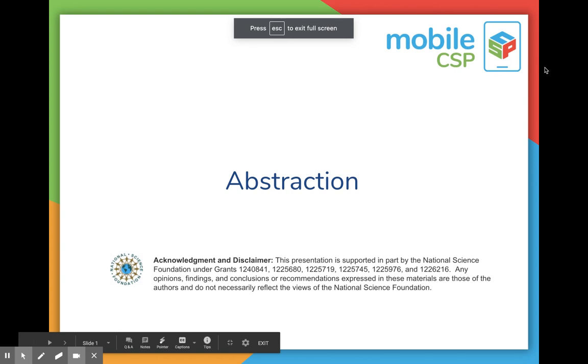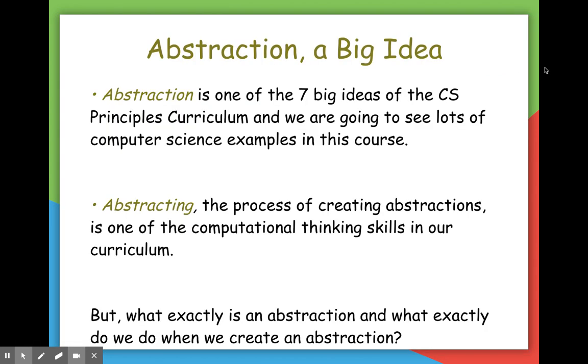Hey there. So let's have a conversation about abstraction. This is one of the biggest big ideas that you will deal with in this class. It's huge, and it's one of the seven big ideas of the computer science principles curriculum. We're going to see a lot of examples of abstraction. And I'm just going to tell you, think the color purple, because in MIT App Inventor, abstractions are procedures and procedures are in purple. So think those things.